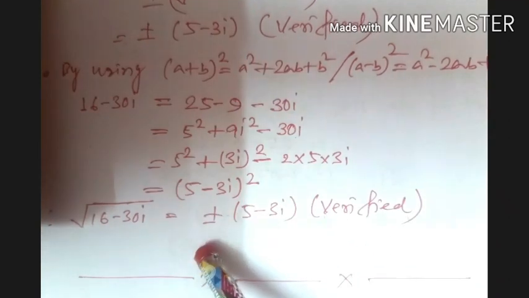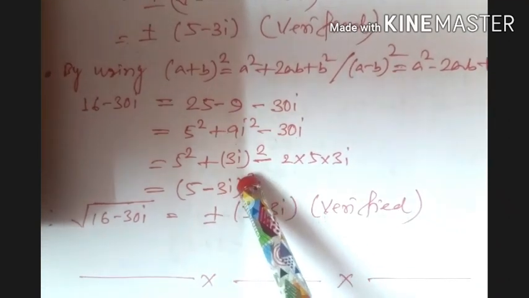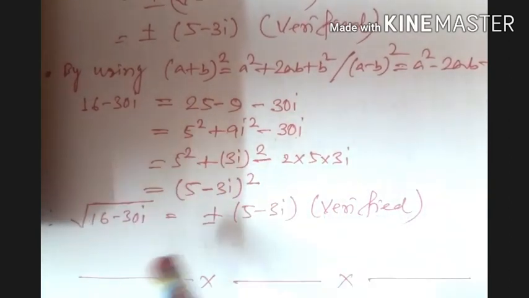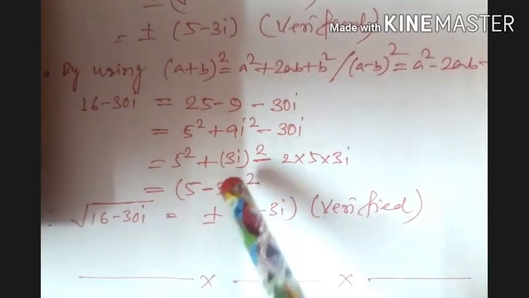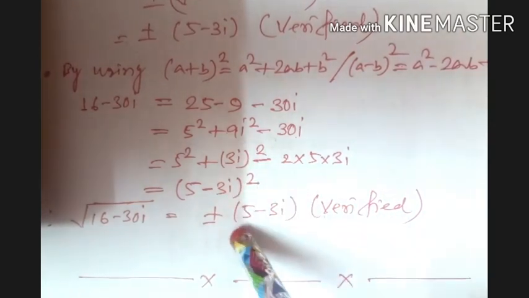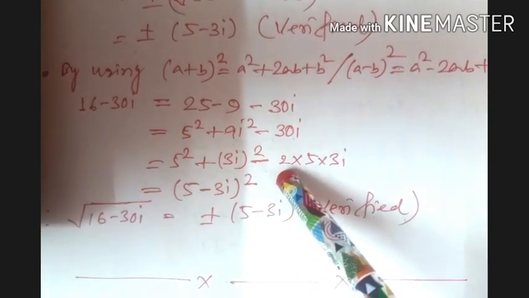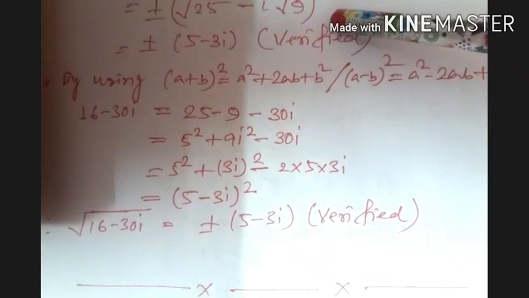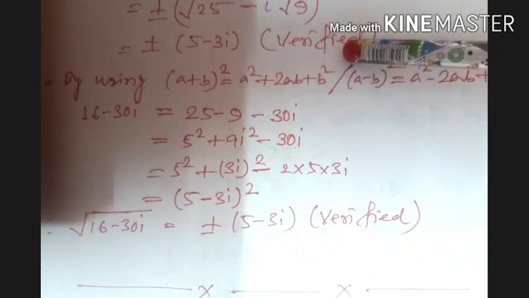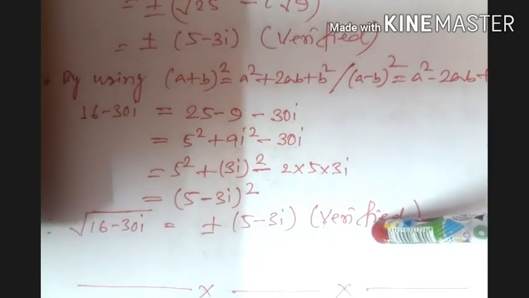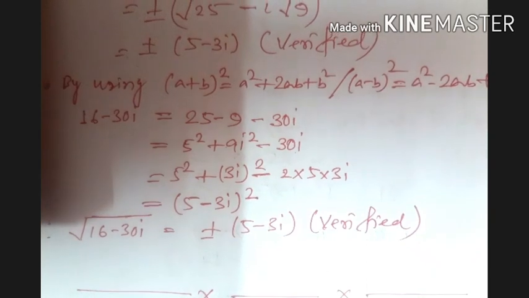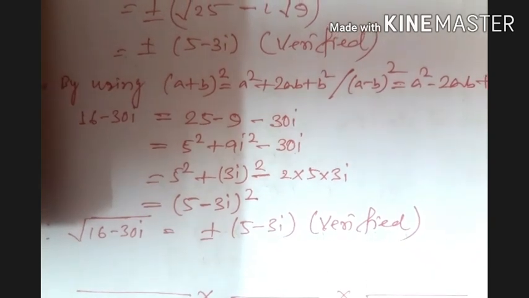So then the plus minus sign will be here, and after taking square root from both sides, we'll have root over 16 minus 30i, and the square will be cancelled as we have taken square root on both sides. So that is plus minus of 5 minus 3i. Here also we have got the same answer. In the previous method we also got the same answer, and in this method we have got the same answer. So whatever answer we got before was correct.